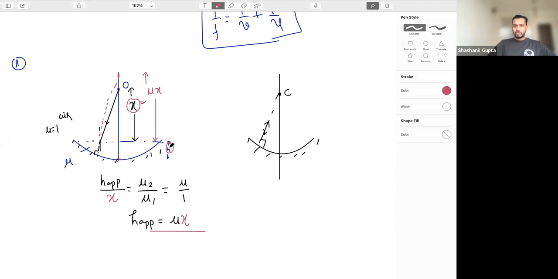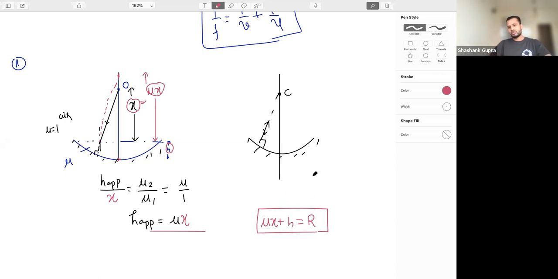From the pole, this distance, can I say it is coming out to be mu x plus h from the pole of this, because this h is given and this mu into x is given. So can I say if it is coming out to be exactly equal to r, the ray will fall on the mirror perpendicularly? If it is falling perpendicularly, it will exactly retrace its path.